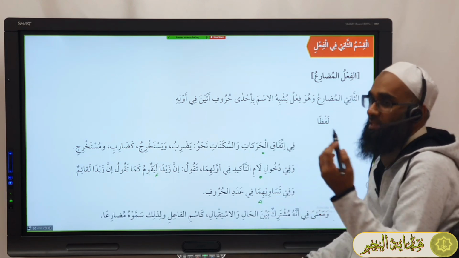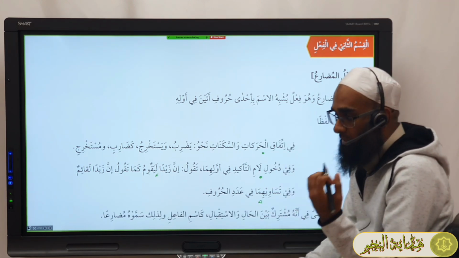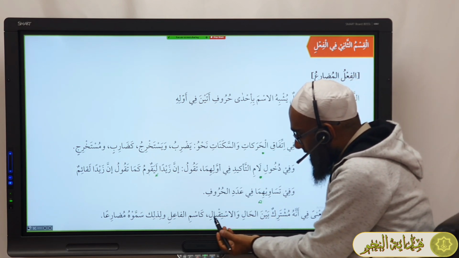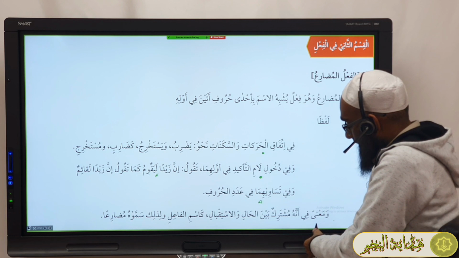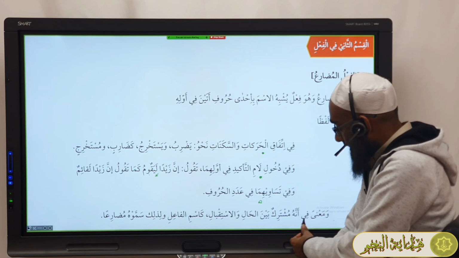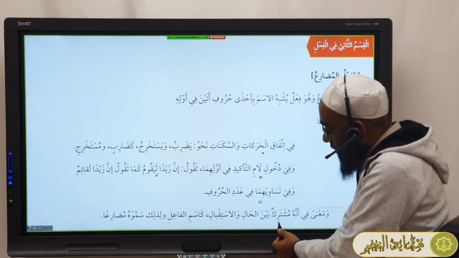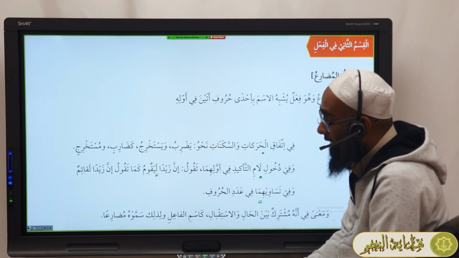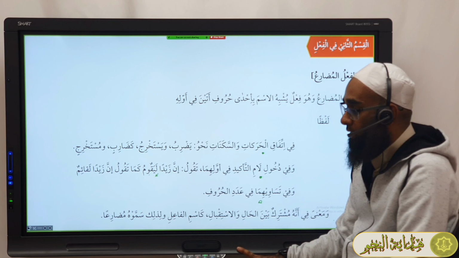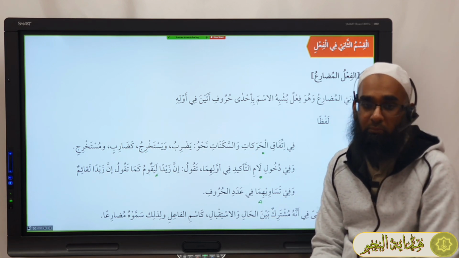ومعنى, it also resembles the noun in meaning. How? They both have the hal and istiqbal. ومعنى في أنه, it also resembles the ism in meaning, in this aspect that they both share the hal, the present, and the future tense, كاسم الفاعل. وَلِذَلِكَ سَمَّوْهُ مُضَارِعًا. And this is why they have called it mudari'.